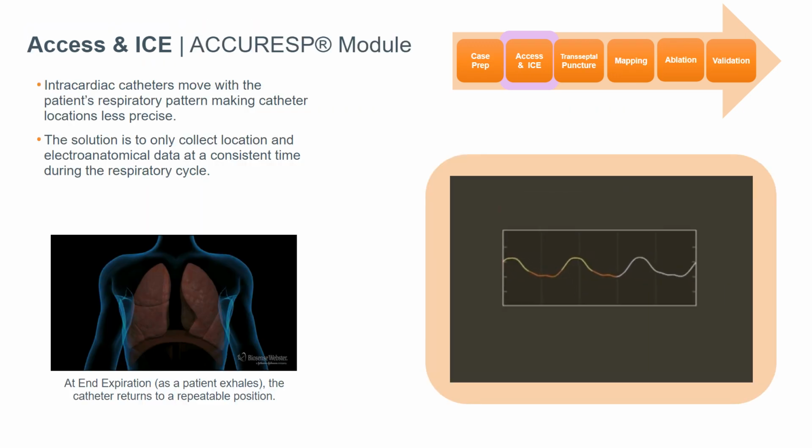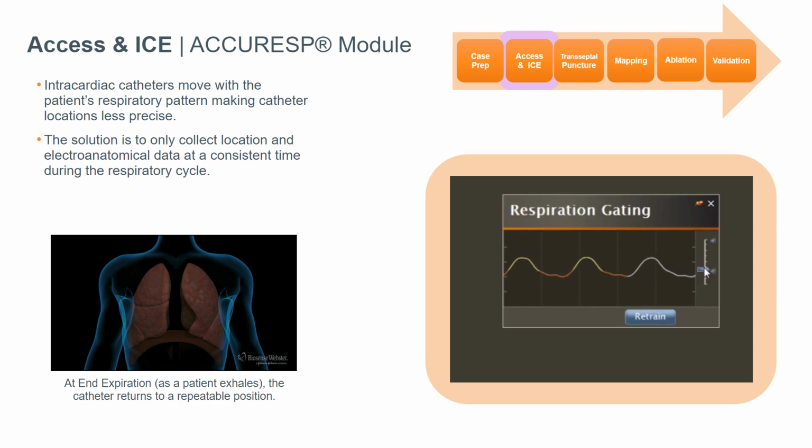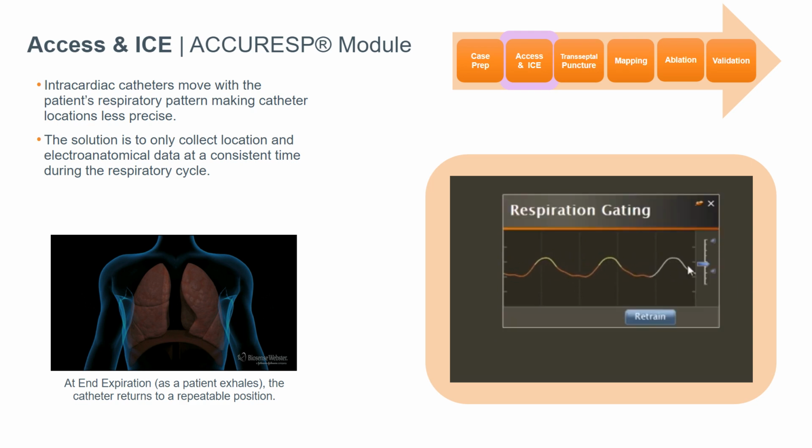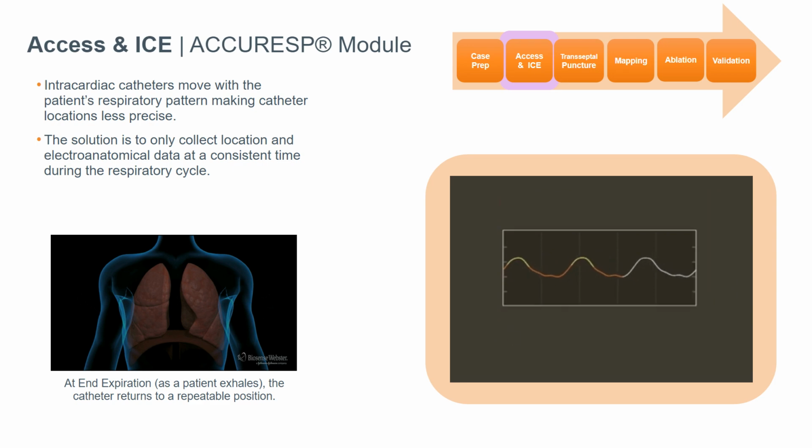Once sheaths are placed and the catheters have been advanced into the heart, the physician may use the ACCURESPE module to track the patient's breathing cycle. When a patient breathes, the heart normally moves about 5 millimeters in the atria and 15 millimeters in the ventricles. But deep breaths may cause up to 30 millimeters of variation in motion. This variation may impact accuracy of the mapping data.